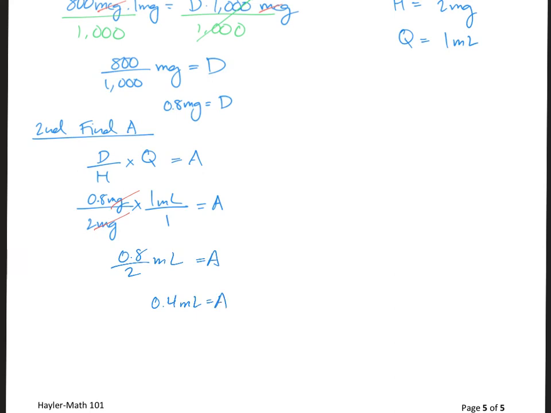Okay, so now which syringe should we use? Well, 0.4 is less than 0.5, which means we can use either the 1 milliliter or 0.5 milliliter tuberculin syringe.